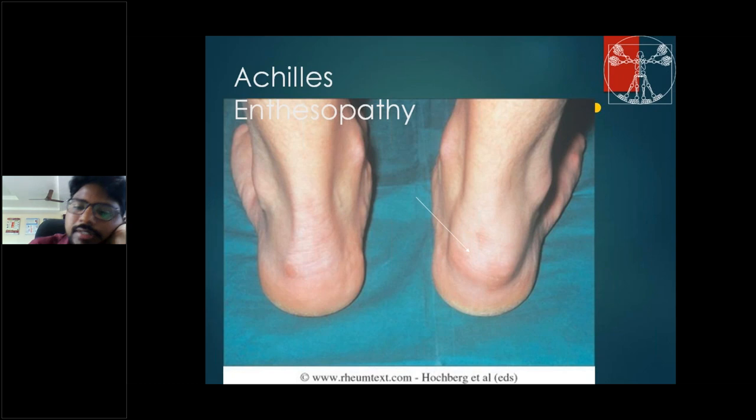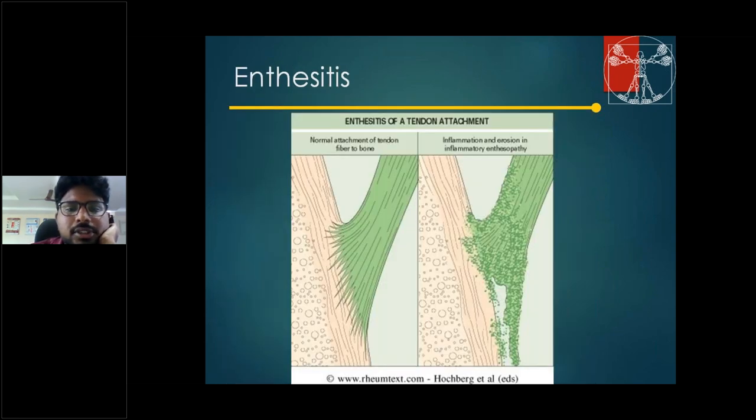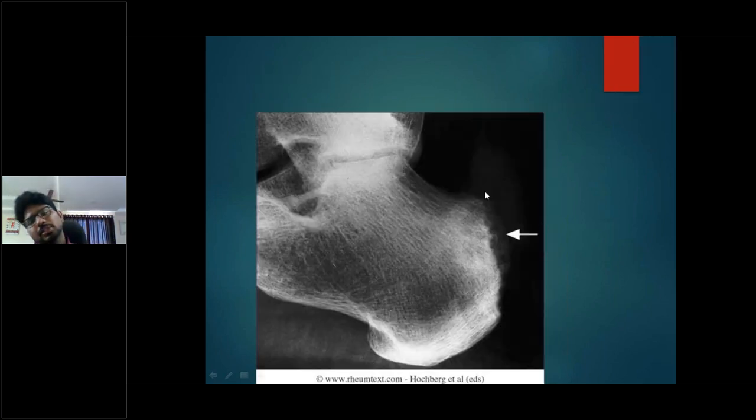Okay, here you can see like this. Here you have to look for the tender points. You can see redness is there, no? Here. This is enthesiopathy, Achilles tendon. This is the diagrammatic representation here. This is the tendon insertion. Here what is happening? Inflammation and erosion, which causes enthesiopathy. So wherever the tendon is inserting, you can see the bone is eroded. It is not normal. The contour is very rough. So it is called enthesiopathy.